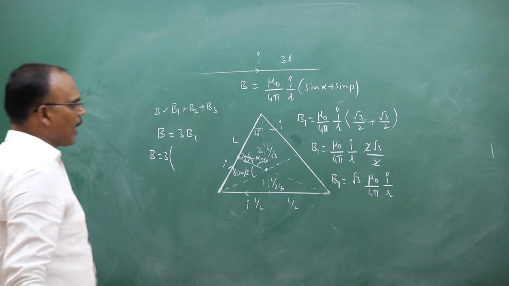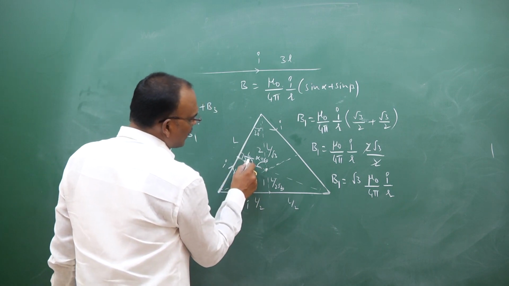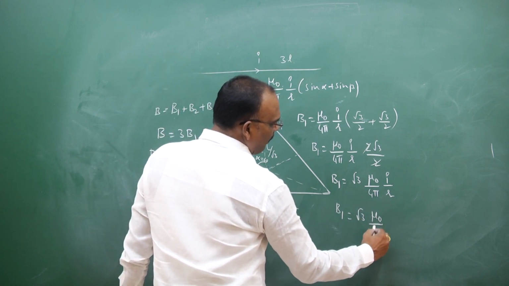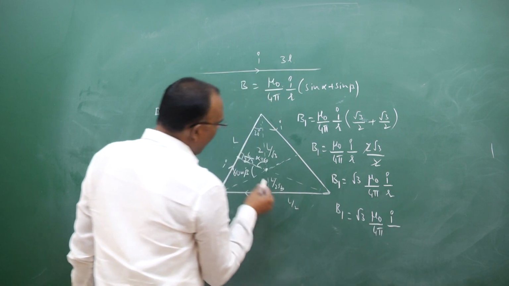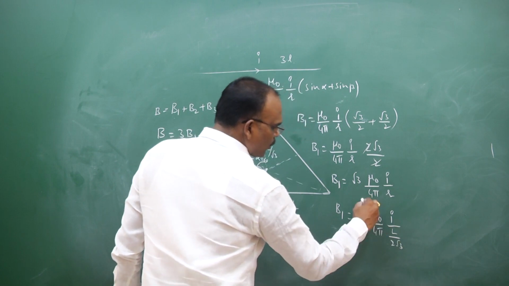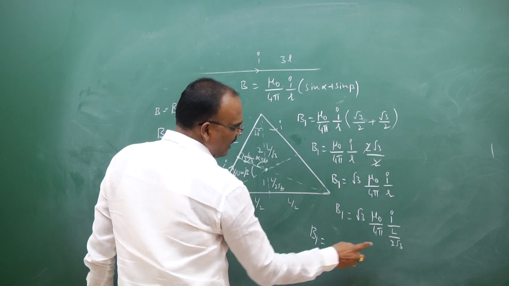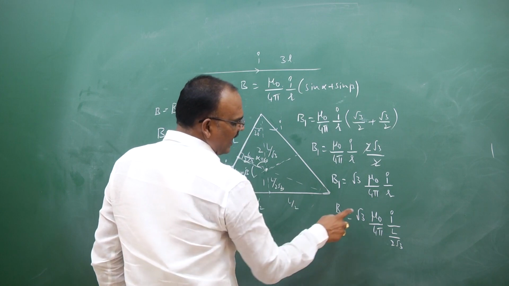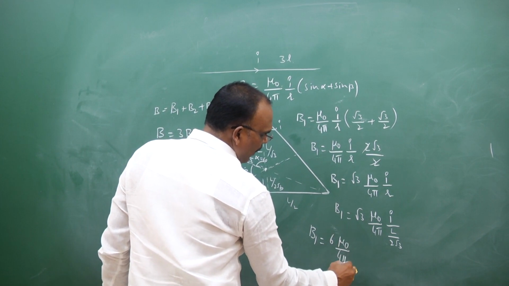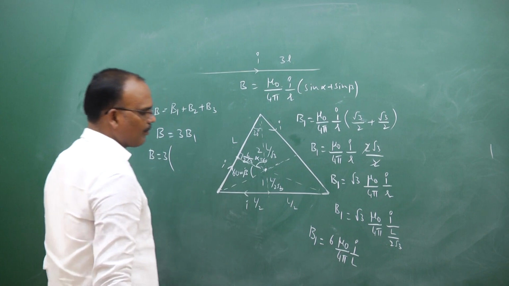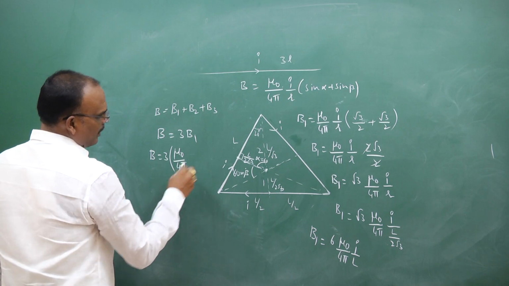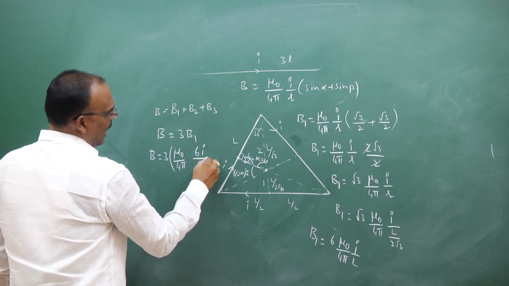Now the value of R I should substitute. So B1 is equal to root 3 into mu naught by 4 pi, I by R, where R is the perpendicular distance, which is L by 2 root 3. If it goes to the numerator, the value of B1 is root 3 into root 3 is 3, 3 twos are 6. 6 times mu naught by 4 pi I by L. So B1 value is mu naught by 4 pi, 6 times I by L.